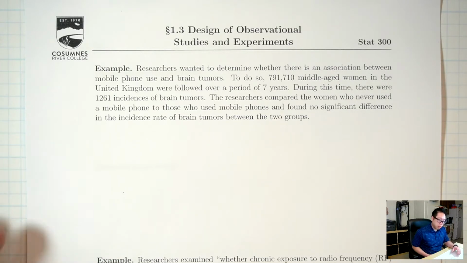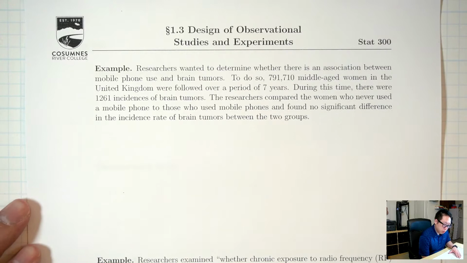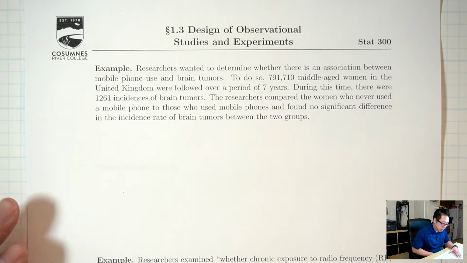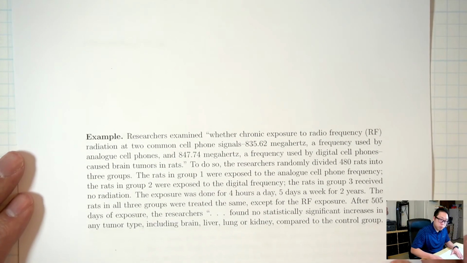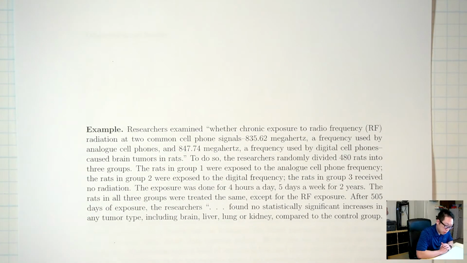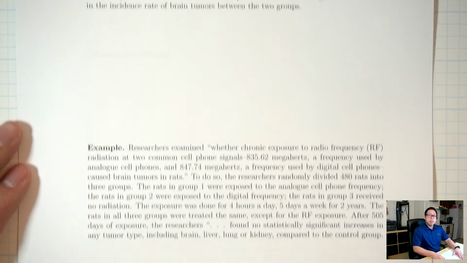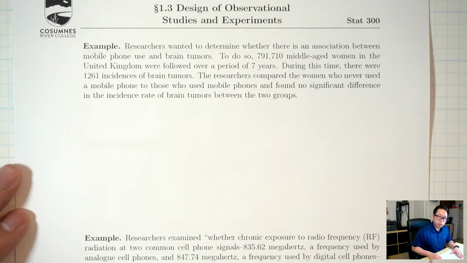In the first example, researchers wanted to determine whether there's an association between mobile phone use and brain tumors. In the second one, researchers examined whether chronic exposure to radio frequency radiation at two common cell phone signals, 835.62 megahertz, a frequency used by analog cell phones, and 847.74 megahertz, a frequency used by digital cell phones, caused brain tumors in rats. Both of these examples are asking similar questions.